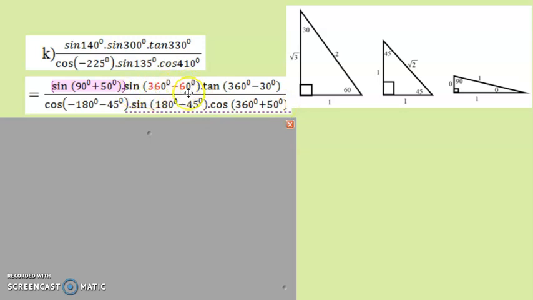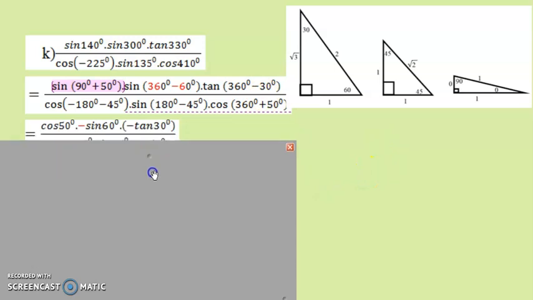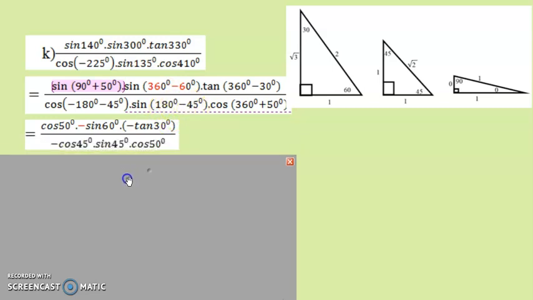But now 360 minus 60 will take me into the fourth quadrant. So that means it's a negative sine 60. Tan of 360 minus 30. Tan in the fourth quadrant is also negative. Right? This one will be in the second quadrant as indicated. So cos in the second quadrant is negative. Then sine 180 minus 45, second quadrant, sine is positive, and cos of 360 plus 50 will be in the first quadrant, so that one will be positive.